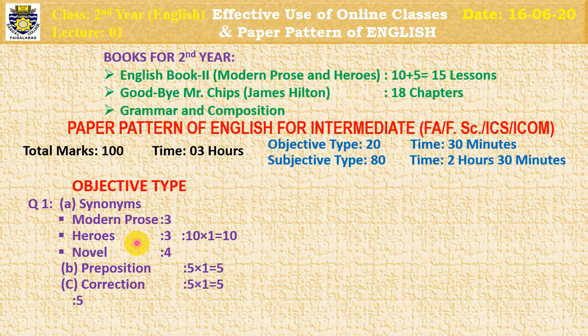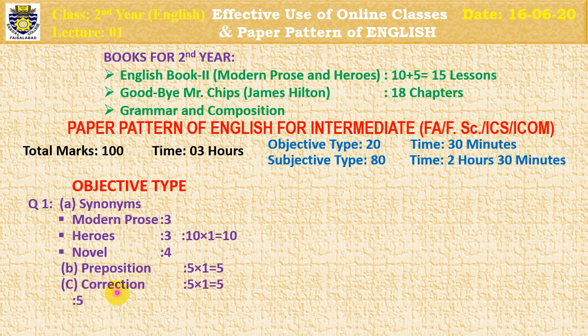And then you will fill in the circle. Each synonym carries 1 mark. In this way, 10 marks are given to synonyms. B. Prepositions. 5 sentences are written with blanks and you are to fill in the blank with the suitable preposition. 4 options in the form of alpha, beta, Charlie and delta are given under each sentence, and you are to select the suitable preposition and fill in the circle. Each sentence carries 1 mark. In this way, 5 marks are given to prepositions.